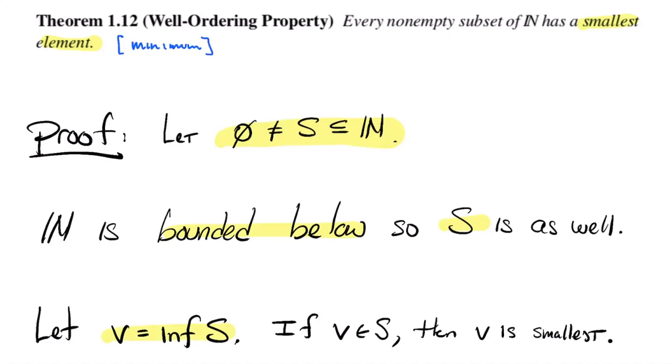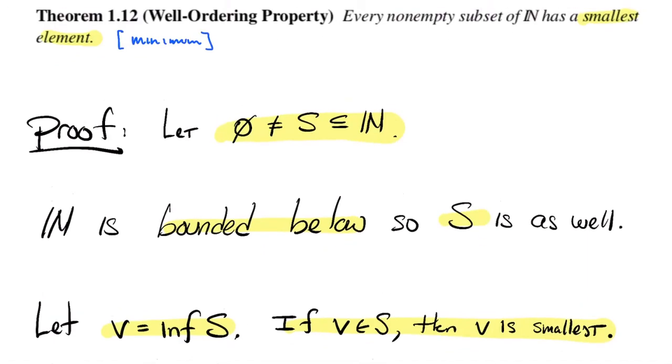And then let's just do away with a case. If V happens to belong to S, then it's the minimal element and we're done. Right? So if V, this infimum, belongs to the set S, then it's certainly the smallest element of the set S, and we're done. Sorry about the poor notes here, but let's assume, we may assume, that this element V does not belong to the set S for the rest of the proof, because if it does, we're done.